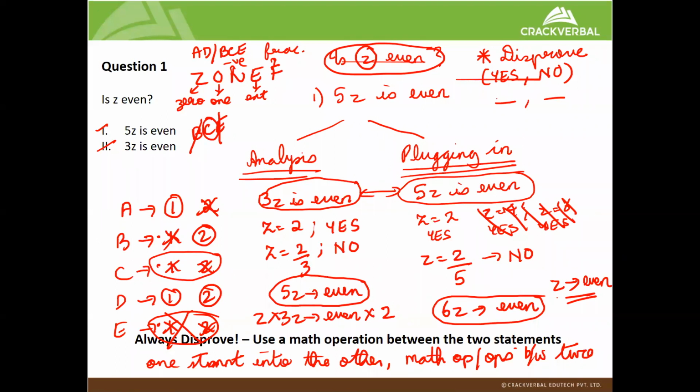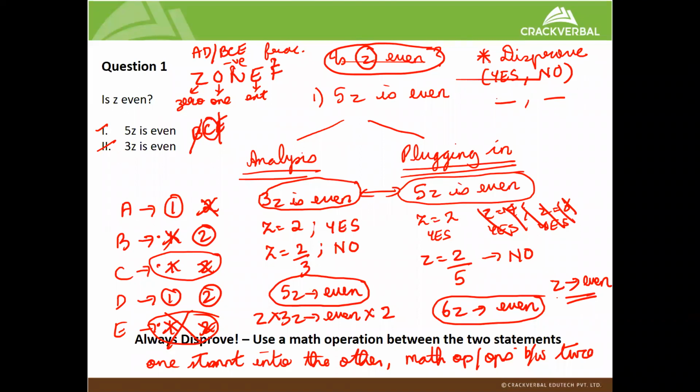I'm going to repeat. What I did when I combined the two statements is I used a mathematical operation or a set of operations between the two statements, which always led to answering my main question. So what I did is I multiplied the second equation by 2 on both sides. If 3z is even, 6z would also be even. And then I subtracted 6z with 5z, which is even minus even. So gives me z to be even, right?